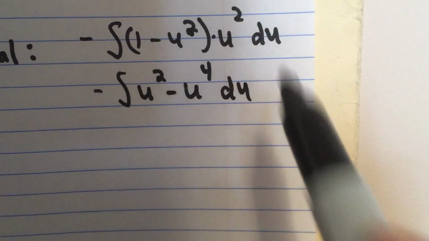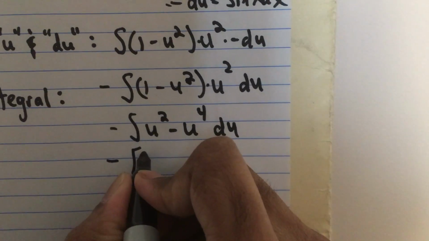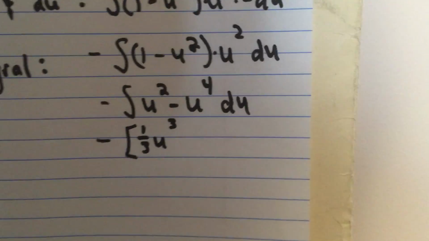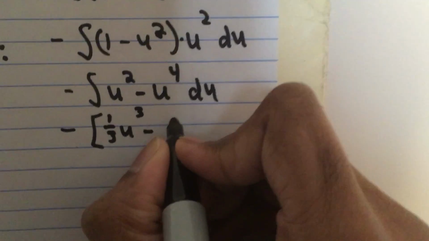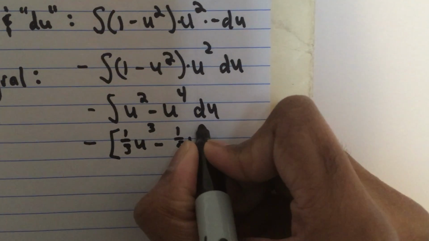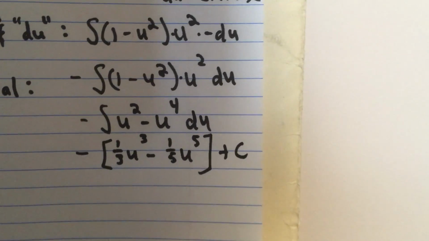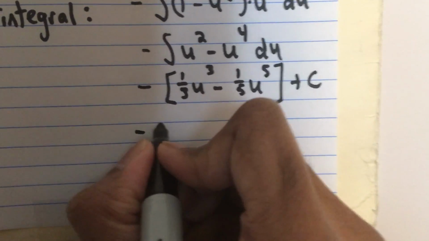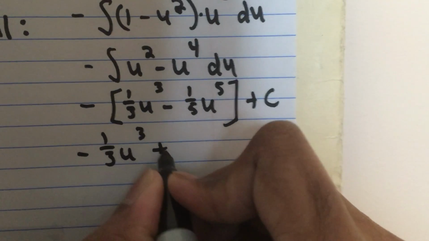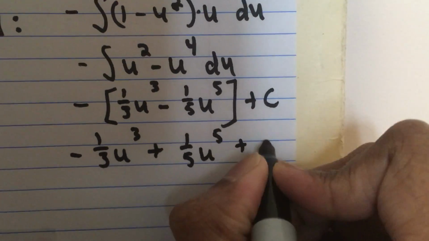Now I can just take the integral. So I have negative, let's see, 1/3 u cubed minus 1/5 u to the fifth, then plus c. I have negative 1/3 u cubed plus 1/5 u to the fifth plus c.